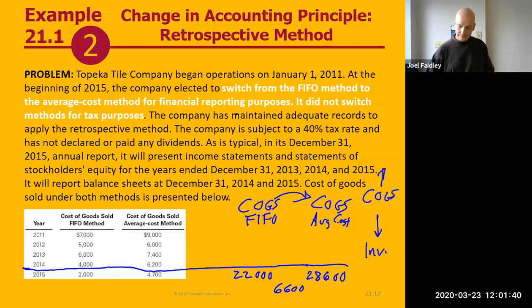Inventory goes down. And if my cost of goods sold is going up, then my net income is going what? Down. Cost of goods sold goes up, inventory goes down, net income goes down. Cost of goods sold up, inventory has to go down. If inventory goes down, your net income's going down. All right, so keep that in mind, 6,600.